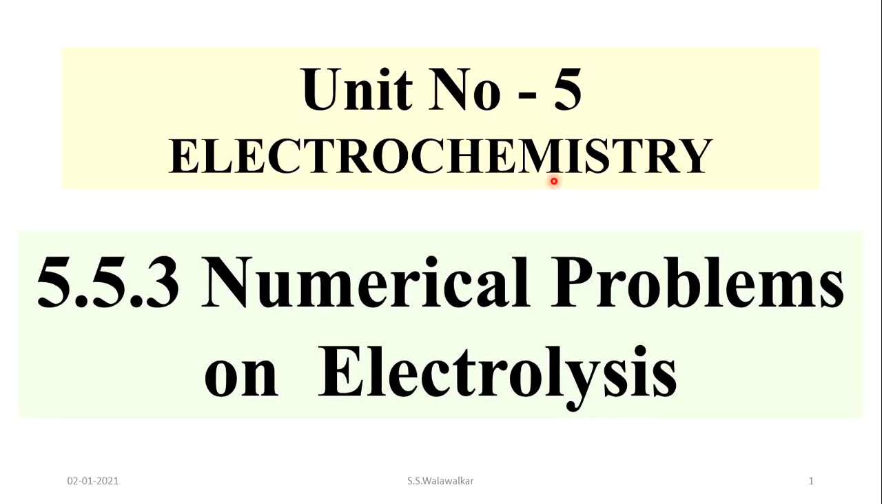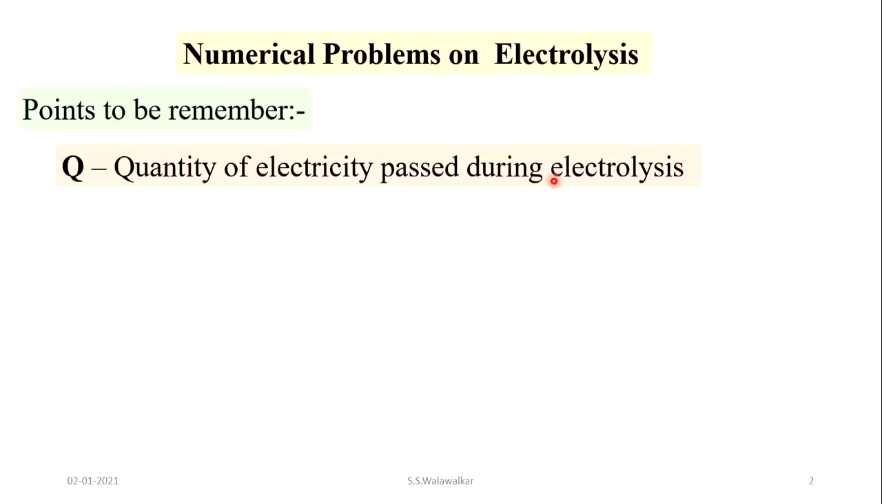To solve these numerical problems, we must know some important formulas. So let us see these important formulas. First, the quantity of electricity passed during electrolysis. If you want to calculate the quantity of electricity, you have to use this formula: Q is equal to I into T. Remember here that T must be in seconds if you want to calculate the quantity in coulombs. So Q is equal to I into T.